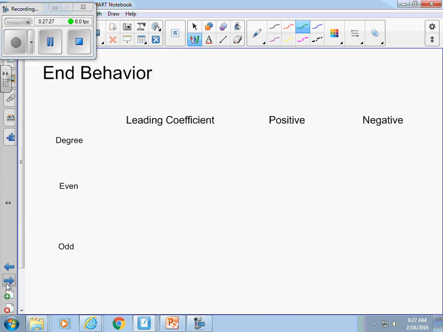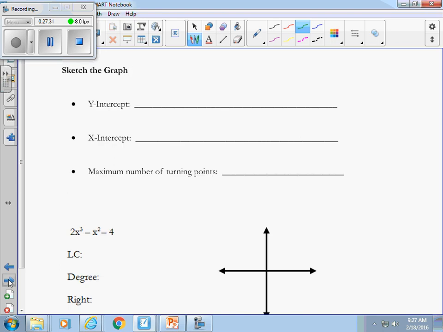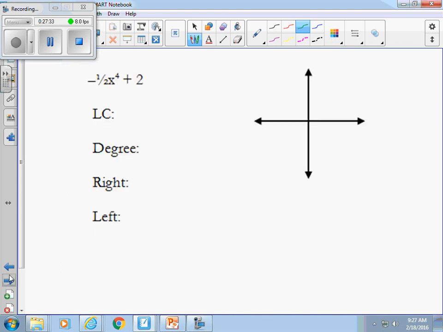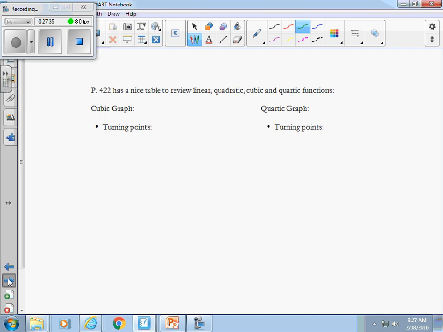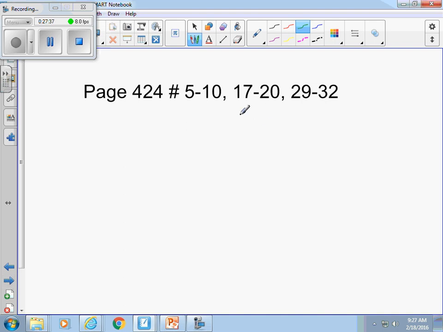Any questions about how to do that? We have a little bit more work to talk about. You might could figure it out based on looking at the book, but if not, I will talk about that on Monday. This homework is also due Tuesday. Page 424, 5 through 10, 17 through 20, 29 through 32. Due Tuesday, along with the toolbox.